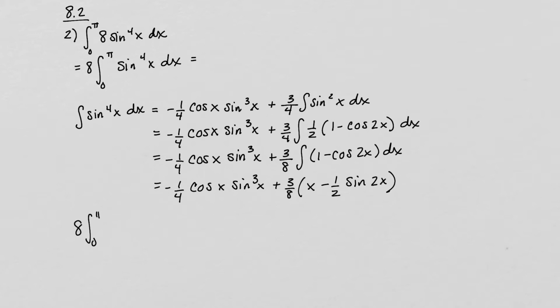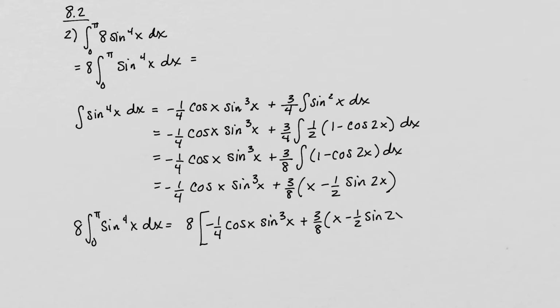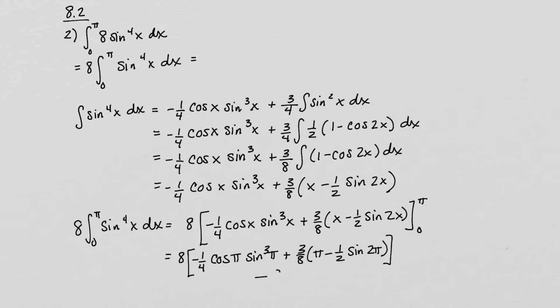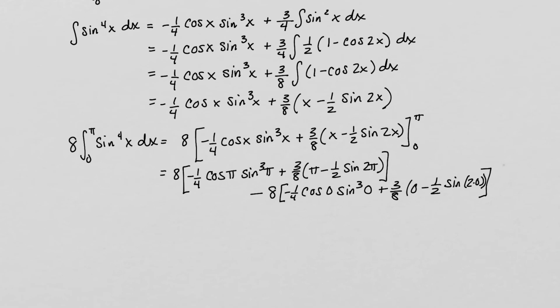So 8 times the integral from 0 to pi of the sine to the 4th x dx is going to be 8 times minus 1/4 cosine x sine cubed x plus 3/8 times x minus 1/2 sine 2x, all evaluated from 0 to pi. So we're just going to plug in. I have minus 1/4 cosine pi sine cubed pi plus 3/8 times pi minus 1/2 sine of 2 pi, minus 8 times, if I plug in 0, minus 1/4 cosine 0 sine cubed 0 plus 3/8 times 0 minus 1/2 the sine of 2 times 0. And let me slide this up here a little bit so we have some more room.